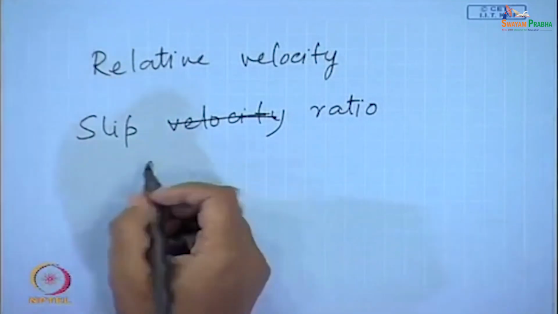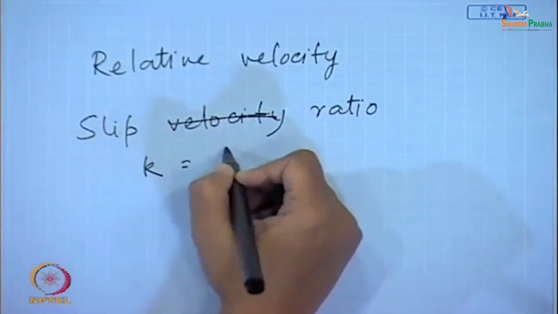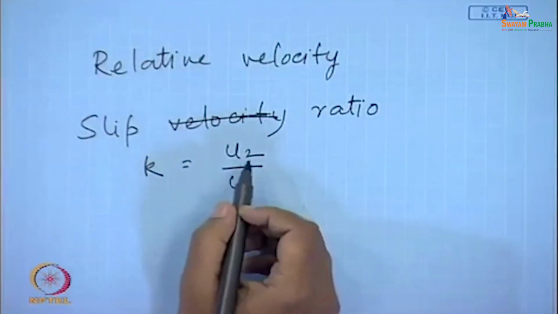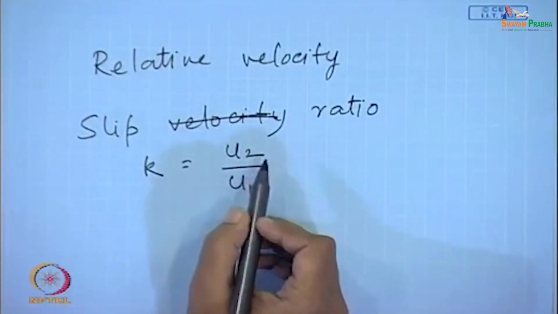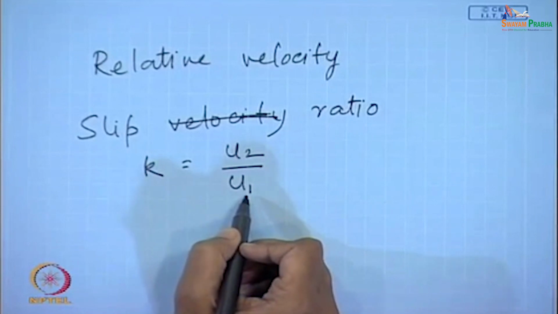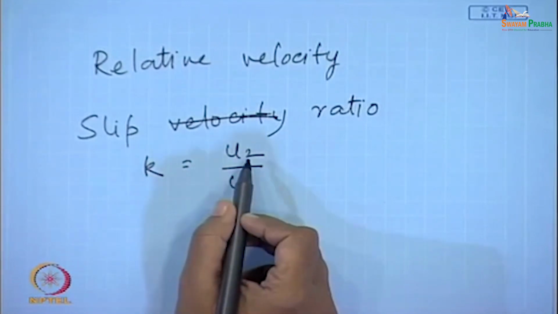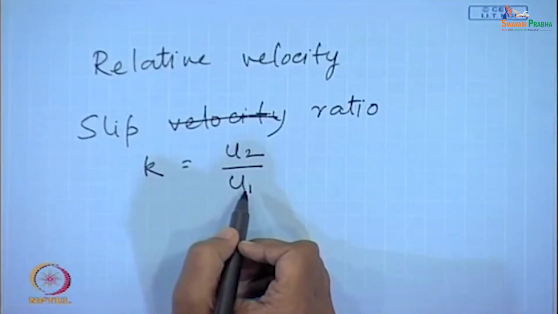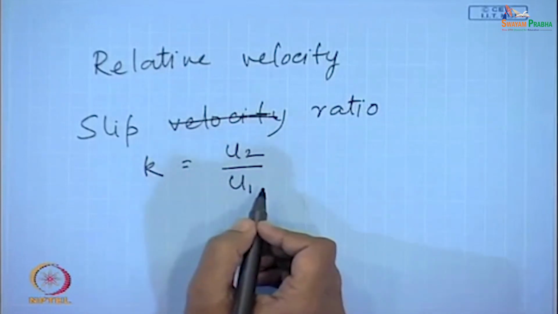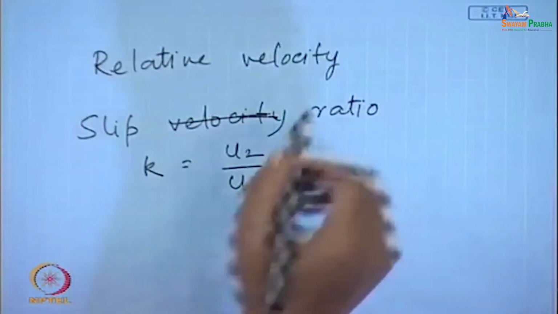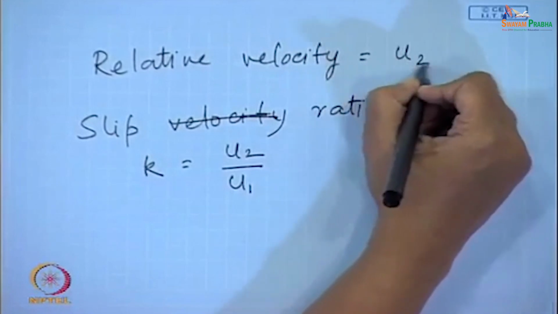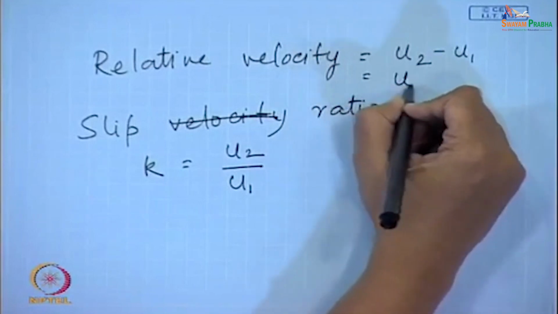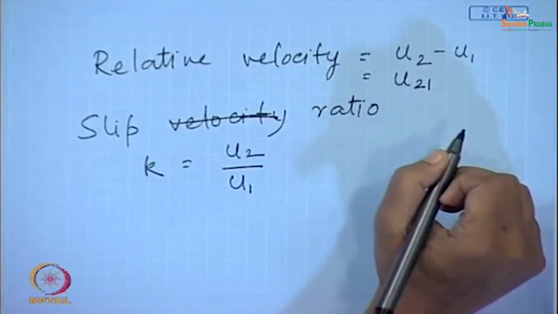Slip velocity, in other words, is usually known as the slip ratio. Slip ratio is usually denoted as K. It is the ratio of the in situ velocity of phase 2 divided by the in situ velocity of phase 1. Usually we know that phase 2 is the lighter phase, phase 1 is the heavier phase. So, K is always greater than 1. And relative velocity, you already know, is u2 minus u1, and this is denoted as u21, isn't it?